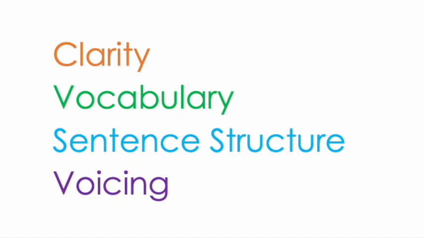This is a series looking at four ways we can improve the quality of our writing. In this video, we're looking at clarity. Clarity is one of the most important things in good writing. If your writing isn't clear, even if it sounds good, fancy, or sophisticated, it's not going to be effective. So clarity is one of the key aspects here that relates to these three other areas.